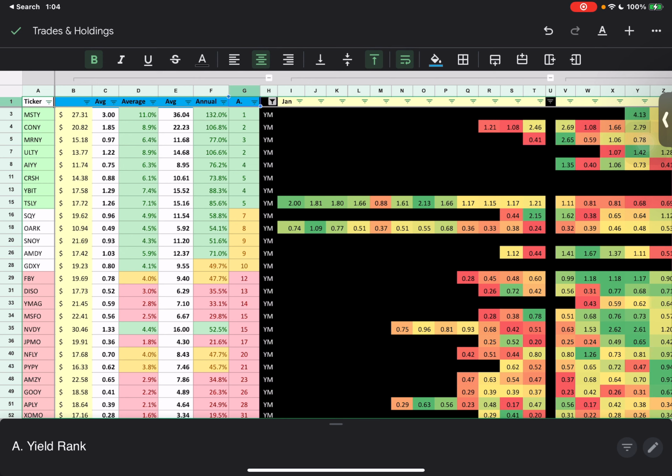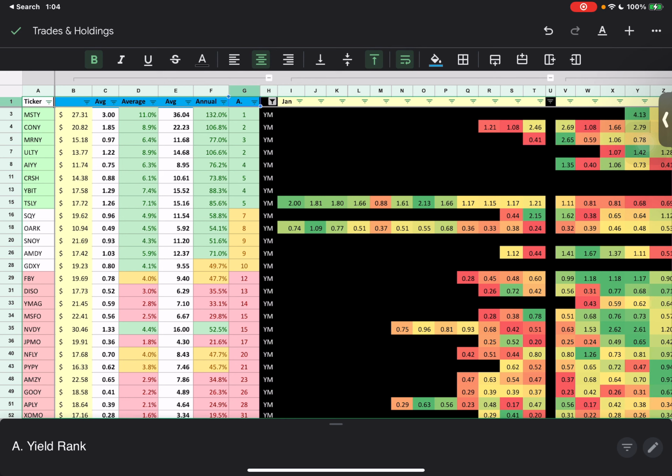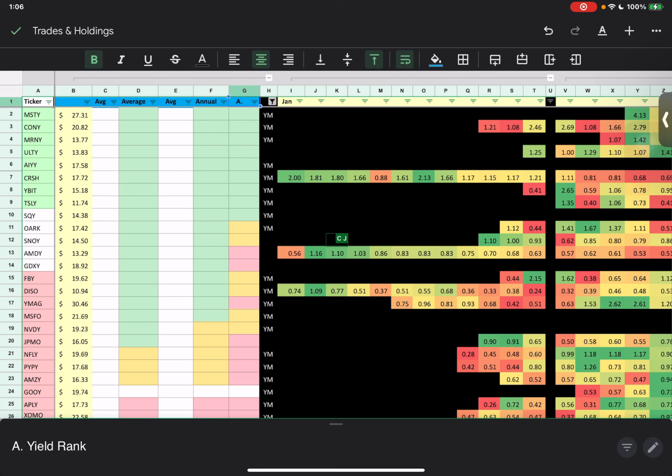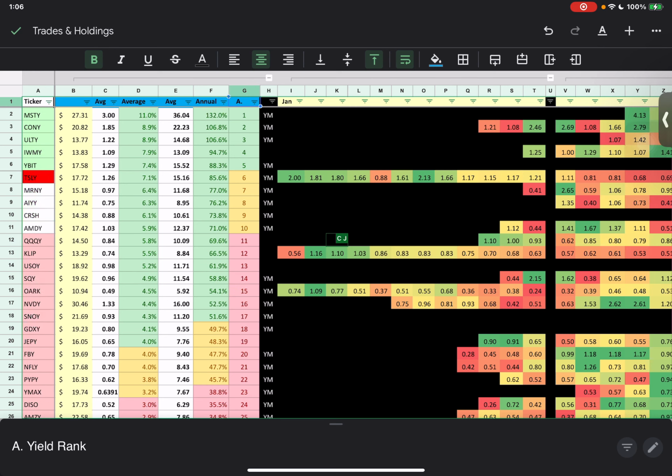I'm not sure why Alti, it looks like all the numbers are actually messed up. So let me fix that real quick. All right. Just the rankings and stuff were off, so I had to fix that. There we go. All right. So here we go. So Misty 132%, Coney 106, along with Alti, or 107, however you want to look at it, IWMY 95, and YBIT being 88% there.